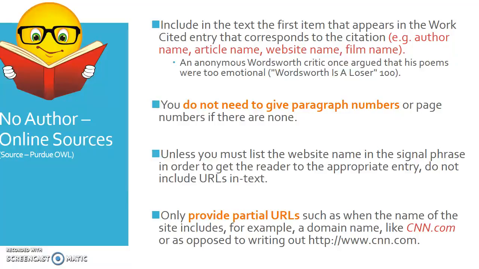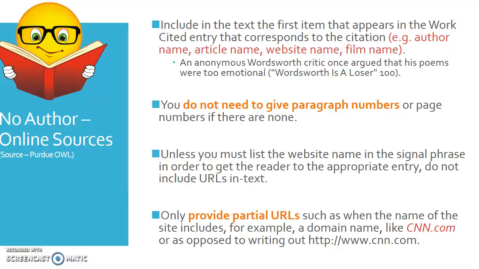No author: your online sources, and most of you have used online sources as your evidence, which is absolutely perfect. So this is a great way to cite without having the author's name. You're going to include in the text the first item that appears in the works cited entry that corresponds to the citation. So that could be the author's name, the article name, the website's name, or the film's name. Looking at the example underneath, an anonymous Wordsworth critic once argued that his poems were too emotional.